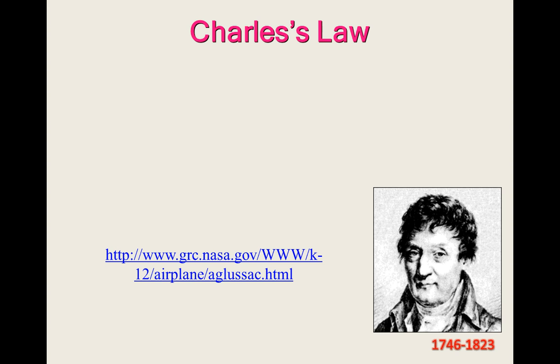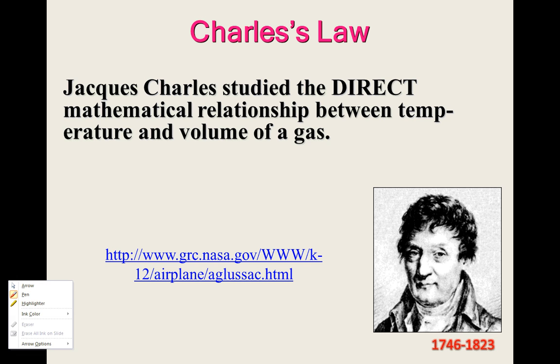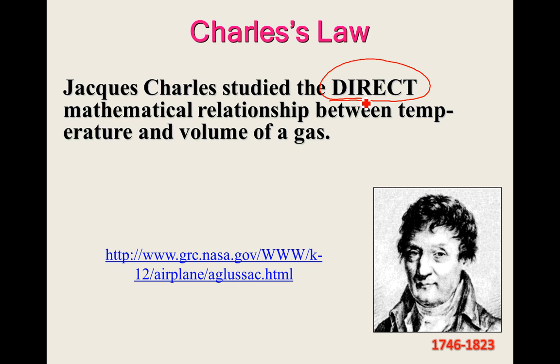You already told me the concept with Charles' law. What two variables are you going to be using in your rectangles and boxes? Temperature and volume. And what kind of relationship is it? Direct. Boyle's is the only inverse. All the rest are going to be direct. Up, up, down, down, no matter which variable you put in.